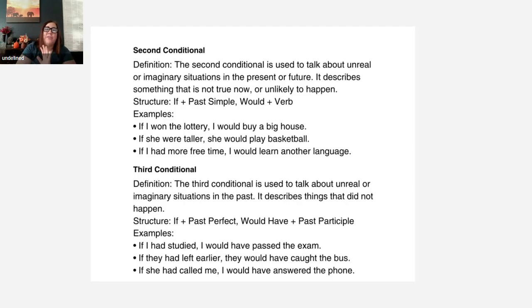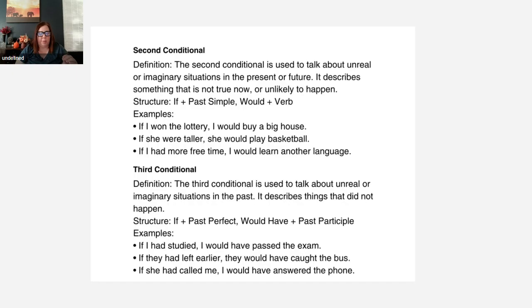I'm not saying that's a fact. I'm just saying probably I would do that. If I won the lottery, I would buy a fancy car. I'm not saying that's factual. I'm just saying the probability is pretty good. If she were taller, she would play basketball. If I had more free time, I would learn another language. So again, we're talking in the past simple kind of tense there. And then we're adding the would, the probability. Not a fact, but hey, the probability is pretty high.